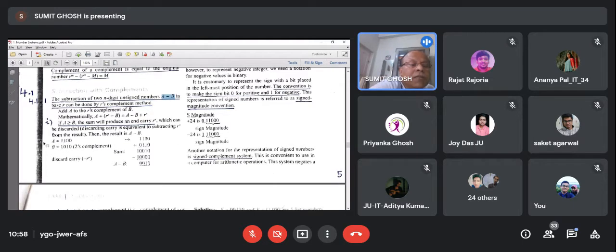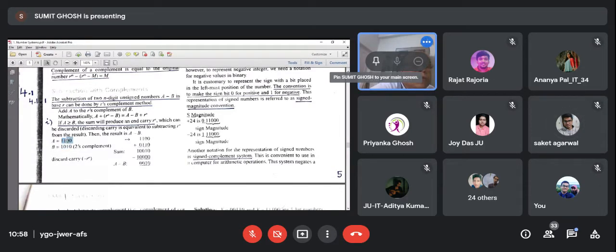Now suppose I have two numbers, A and B. A is 1100 and B is 1010. Can anybody tell me what is the decimal of this number A? 12. Very good. Apart from Ananya, anybody tell me what is the decimal of B? 10. Very good. So what am I supposed to do?